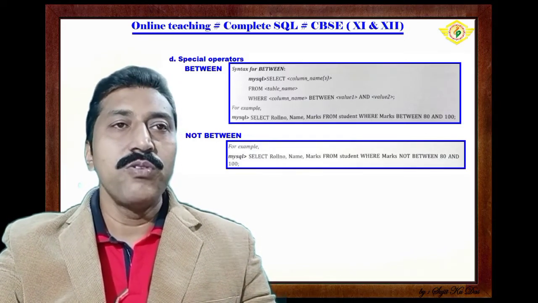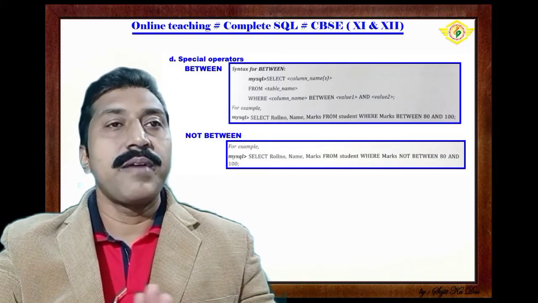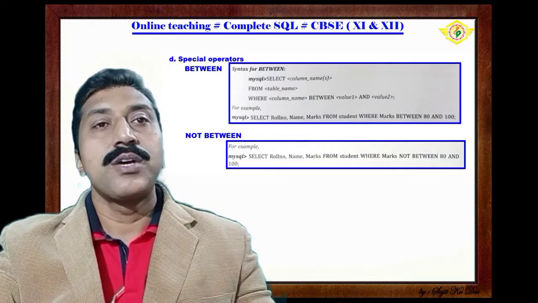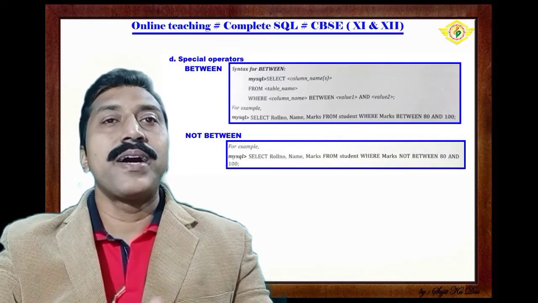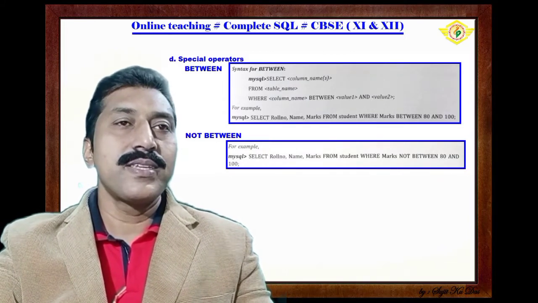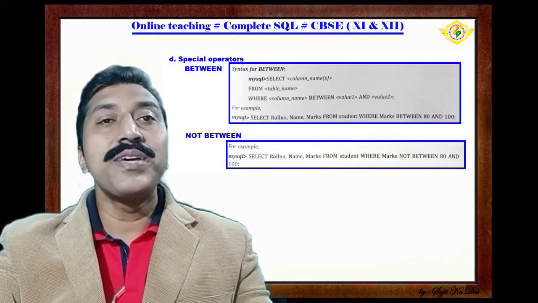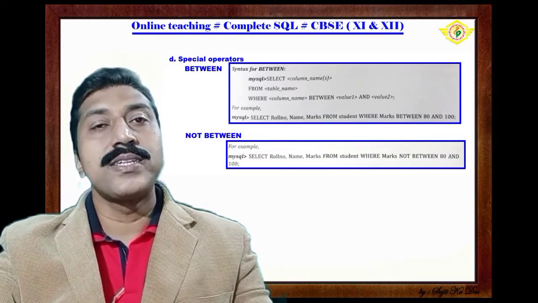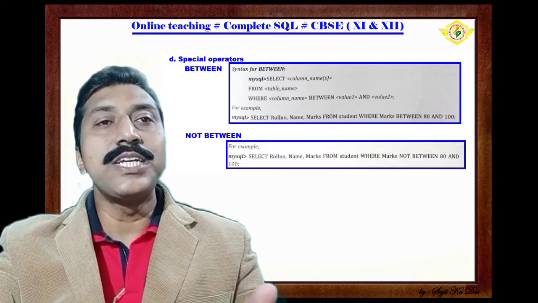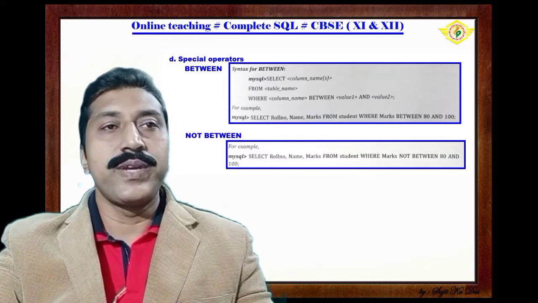Example I am showing you. Note down whenever I am telling you: select roll number, name, marks from student where marks between 80 and 100. That means this command displays the roll number, name along with marks of those students whose marks lie in the range of 80 to 100.